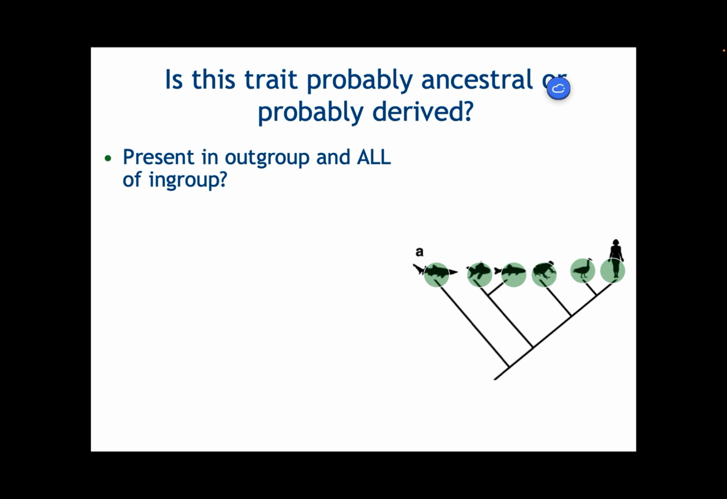Is it possible that actually having a backbone is not an ancestral trait? It's possible. Maybe this most recent common ancestor did not have a backbone, and it was independently evolved in this lineage, and at least once in this lineage, maybe multiple times. But that is probably less likely. So probably a distribution like this, the trait is going to be ancestral.